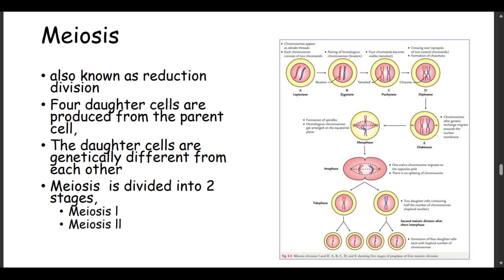So in meiosis, this is known as reductive division because we are reducing the number of chromosomes at the end of the day. And instead of two, like in mitosis, the daughter cells will be four, and they're going to be genetically different from each other, all of them. They're going to be genetically different even from the parent cell as well.